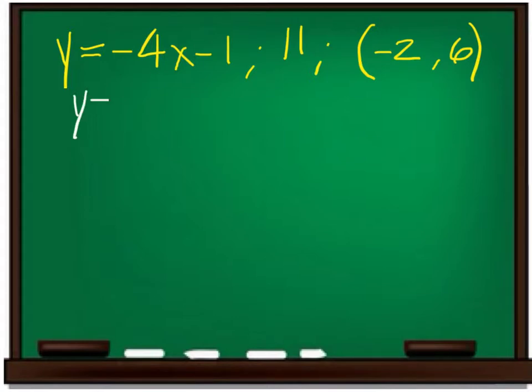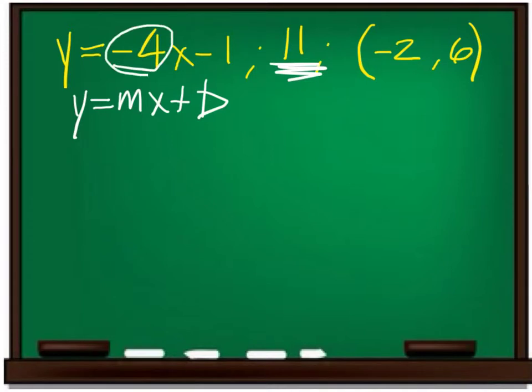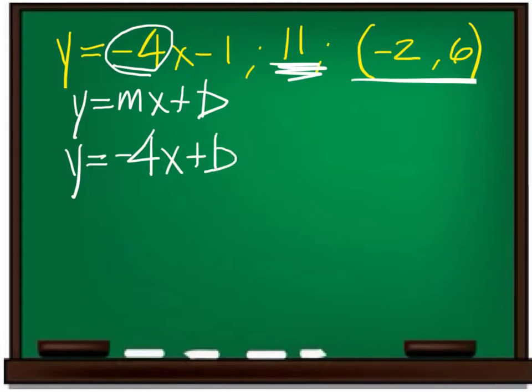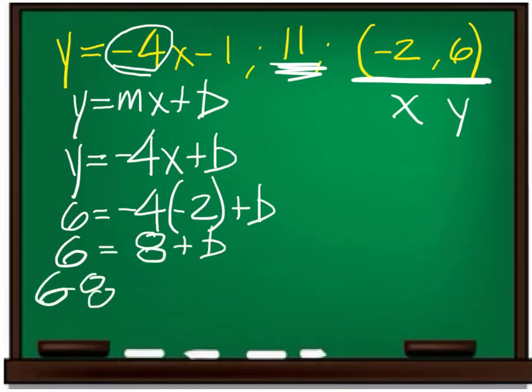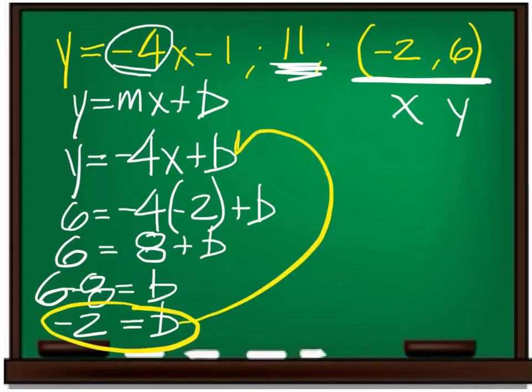Alright, start with y equals mx plus b. Since this is parallel, you're using this slope, -4, so put it in here for m. And now plug in these points, x and y. Y is 6 and x is -2. Simplify here to get an 8, and then move it to the left, changing the sign. And that is a -2. Plug that in right there to finish out the equation. Y equals -4x minus 2.